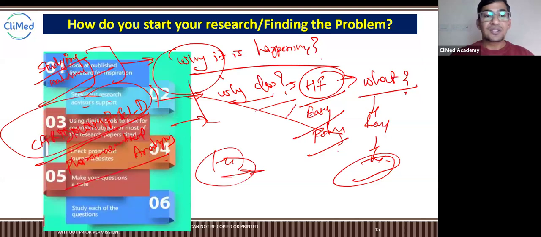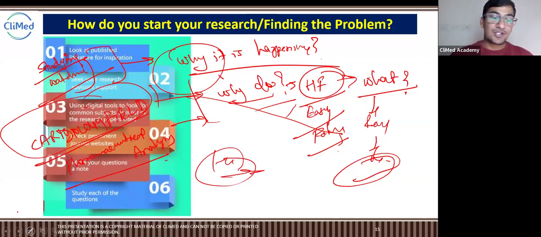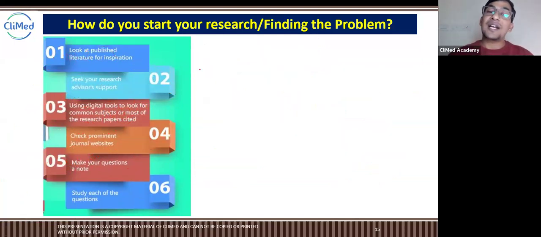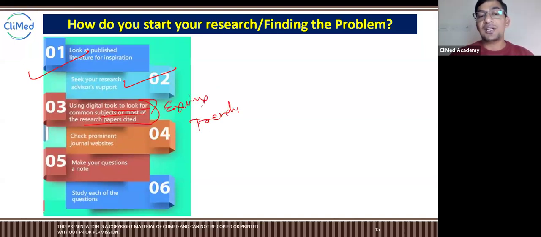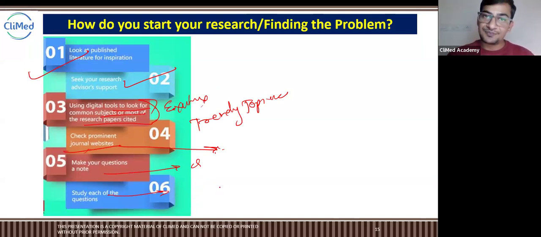So gap, guys, let me tell you, there are multiple types of gap. First, let me tell you how to start your research and how to find the problem. First, look at the published literature for inspiration. Definitely seek your research advisor's support on how to find the gap or how to brainstorm. Then maybe use digital tools to look for common subjects or the most cited research papers, the exciting or trendy topics. You can look for trendy topics on the internet and check journal websites. You can note down your questions and study each one to understand which question is correct and which can be done. So you need to do a lot of brainstorming by yourself before finding a gap.